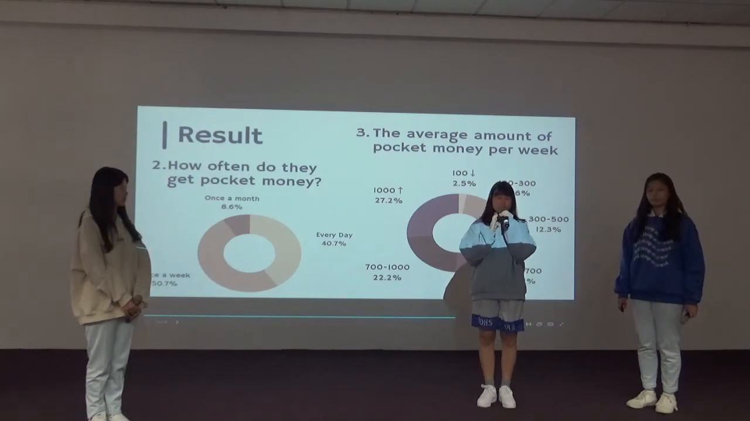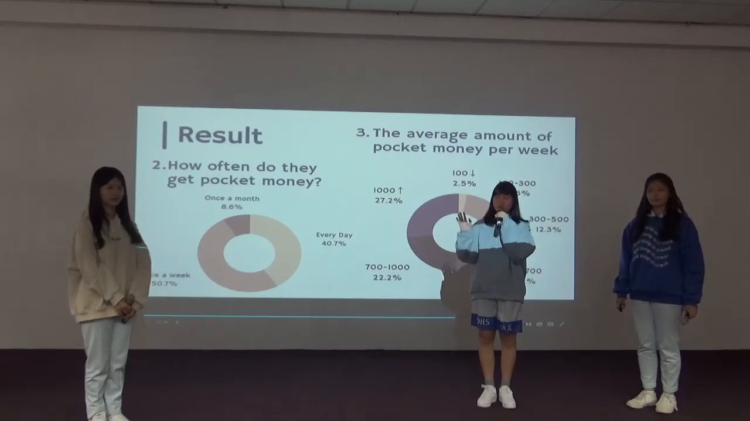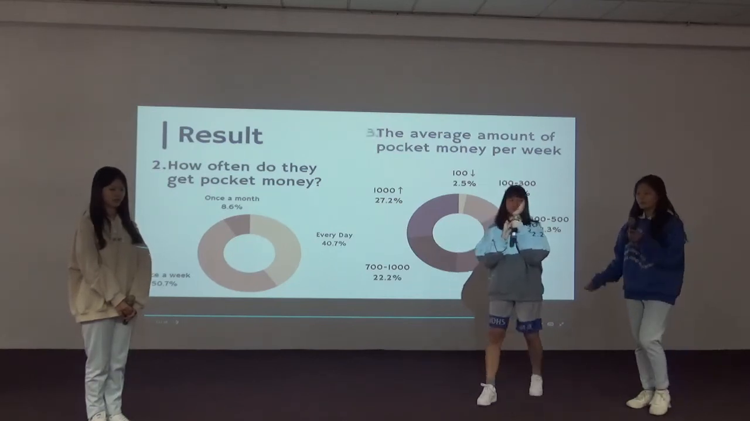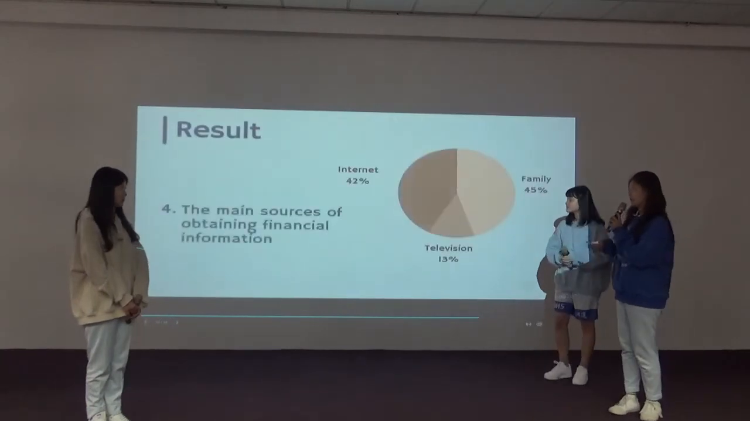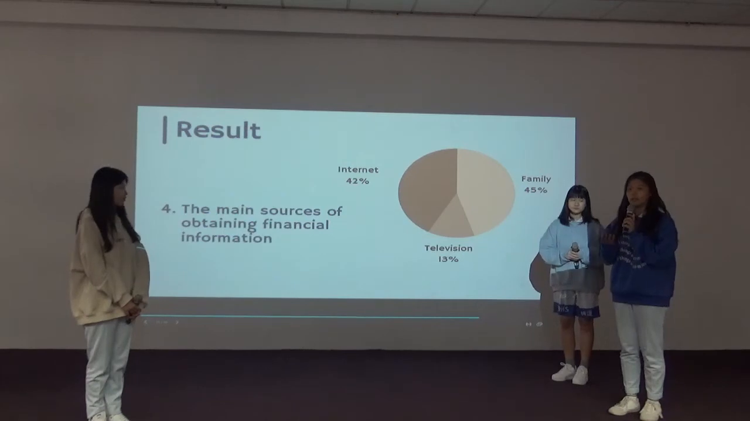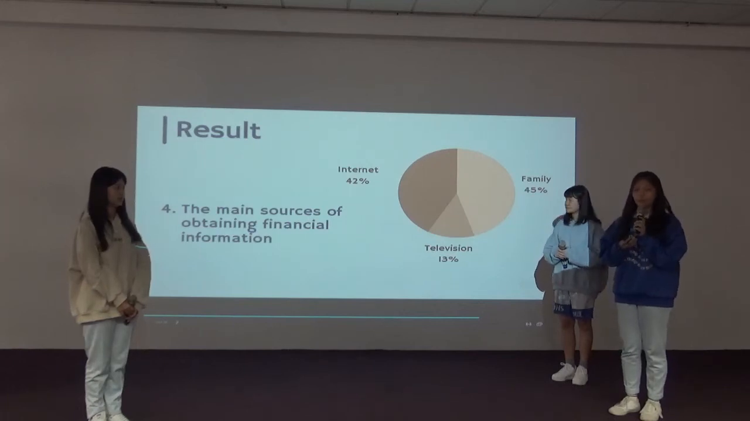By the way, we also asked the average amount of pocket money per week. According to the chart, most of the people get above 1,000 NT dollars. And next are 500 to 700 and 700 to 1,000, which account for 22.2%. And based on the comparison between the analysis result and the previous data, it can be seen that most of the financial concepts of high school students come from their family.